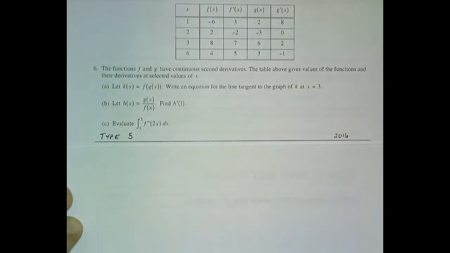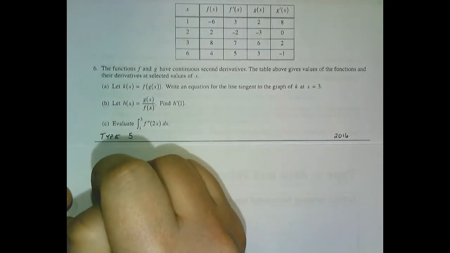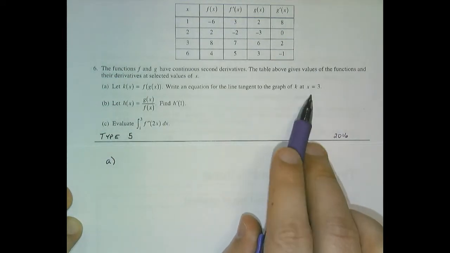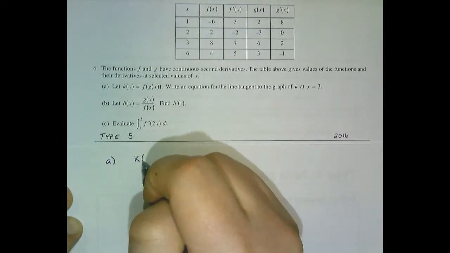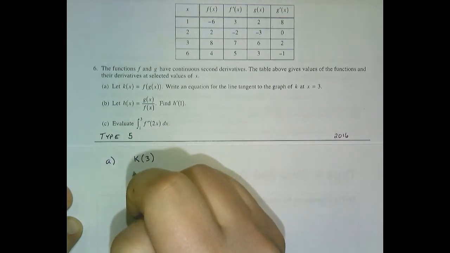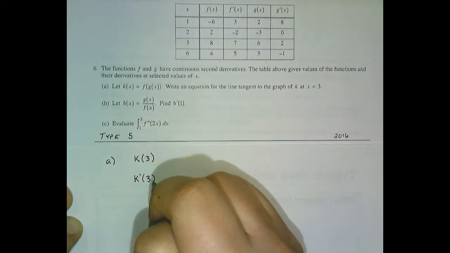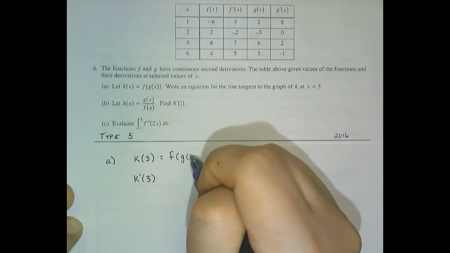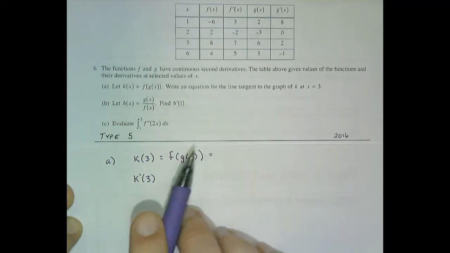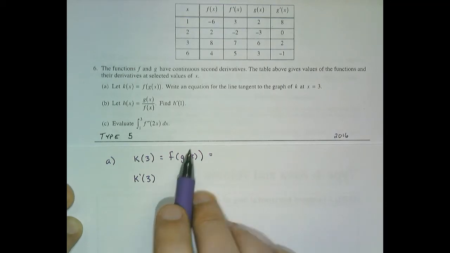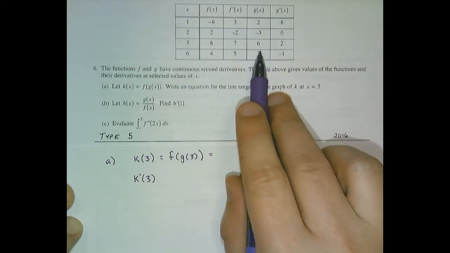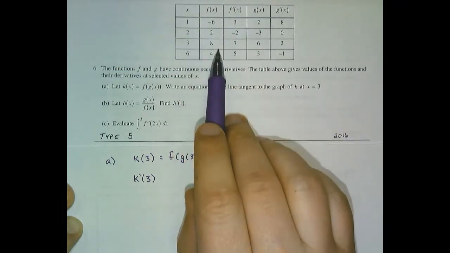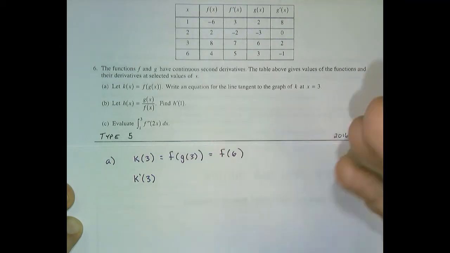definite integral. So part A says, let k of x equal f of g of x, write the tangent line equation at x equals 3. So right away, if I'm going to write a tangent line, I need to know what k of 3 is and what k prime of 3 is. So k of 3 would be equal to f of g of 3. And to evaluate this, we go to the table. G of 3 is 6, so this is the same thing as f of 6. And we want to evaluate f of 6. F of 6 is 4.